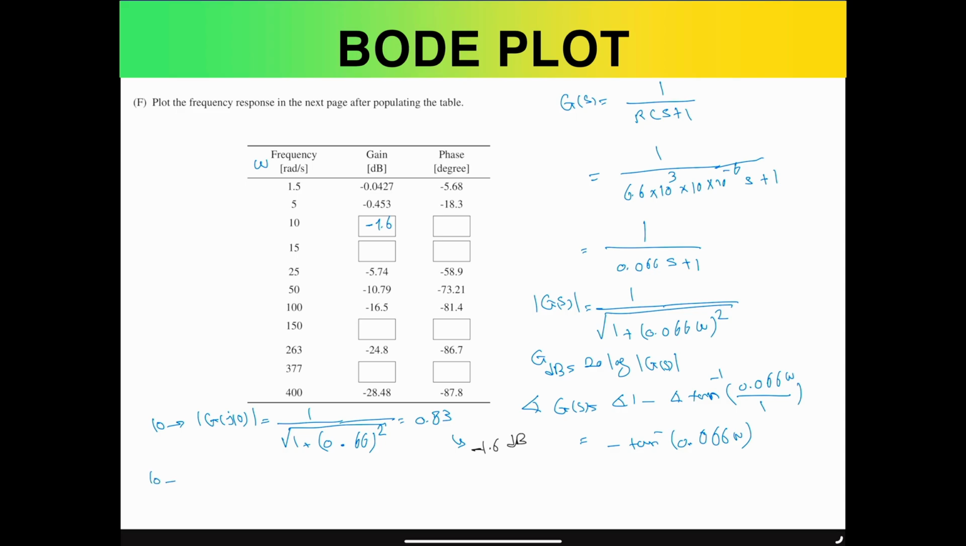However, for the phase of j10, in this case it's going to be minus tan inverse of 0.66. If you simplify that, you would get the value of minus 33 degrees. So simply minus 33 degrees is going to be set there. You can keep working on this table and populate the rest of the blank spots with respect to the magnitude and phase according to the procedure that I just explained.